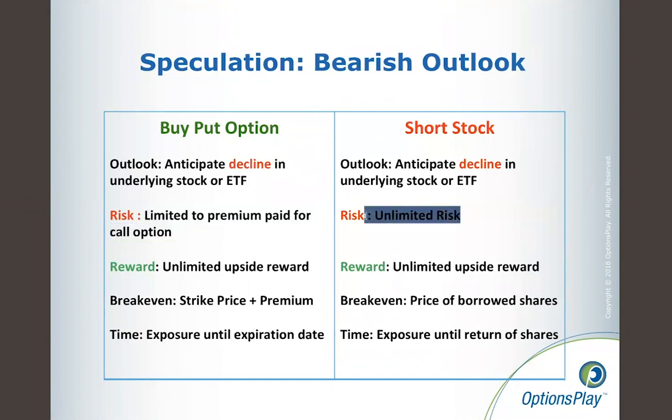When you short a stock, unfortunately, that is when your risk is unlimited. So if you short a $100 stock and the stock goes to $500, you will lose $400 a share, even though you've only borrowed it at $100. And your risk is absolutely unlimited to the upside. And that's really one of the downsides of shorting a stock, is that you do have that truly unlimited risk.